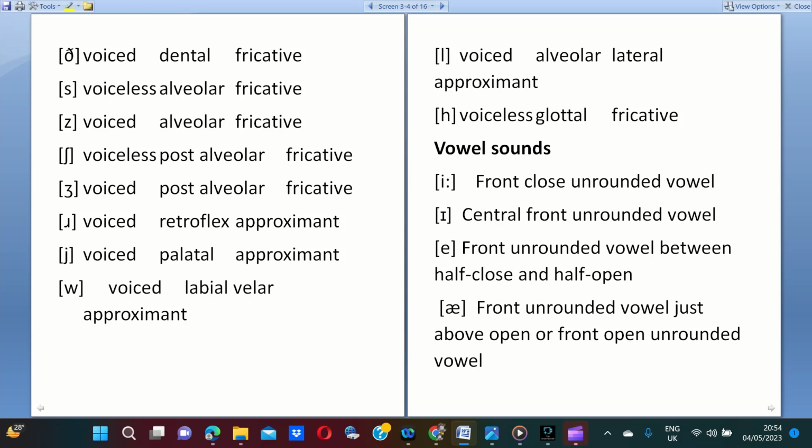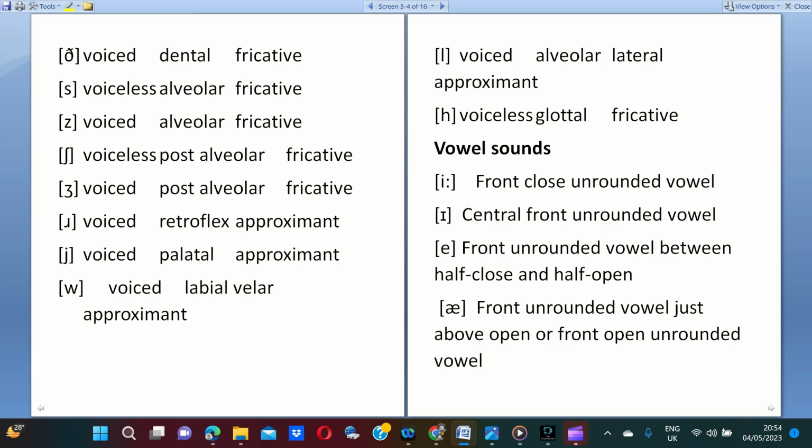Next, this is voiced. We know that the middle part of the tongue touches the hard palate again to produce this sound. Next, the ya sound. Ya is a palatal sound. The middle part of the tongue touches the hard palate region.